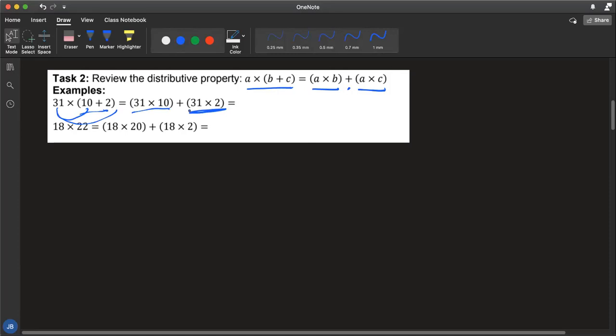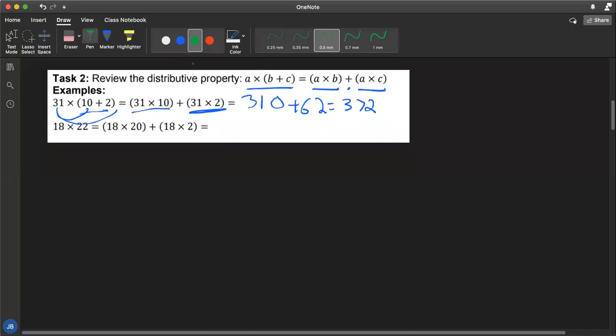Does that make sense for everybody? So what would we get here? We would get 310 plus 62, correct? 372 for the first one. Is that what everybody else got? Yeah. Perfect. Does anybody want to do the second one?